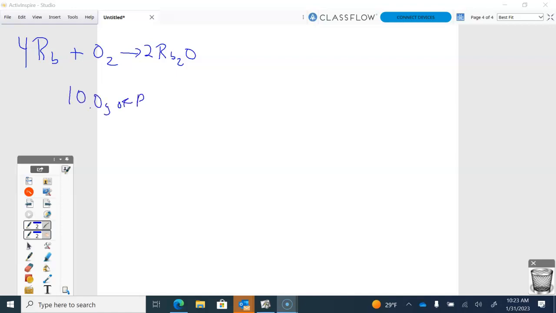This is what it is. It's 4 rubidium, because 2 times 2. 85.47 grams is 1 mole. So it would be one over 4, and you had 2 rubidium plus oxygen, which is 3. Then 4 rubidiums is 2 rubidium oxides. So it'd be 10.